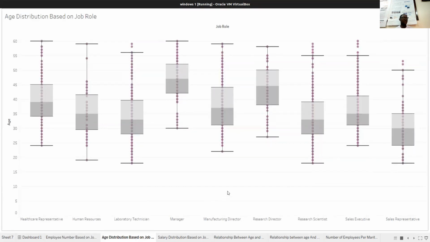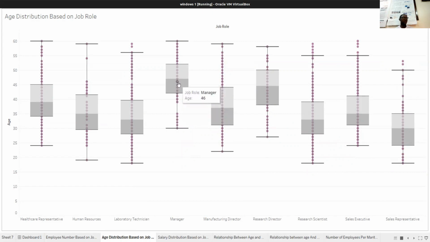And then the second youngest is the laboratory technician and the research scientist. These ones have almost the same profile. As you see, we have a median age of 33 for both of them. And then the oldest group is the managerial group, where the median age is 47.